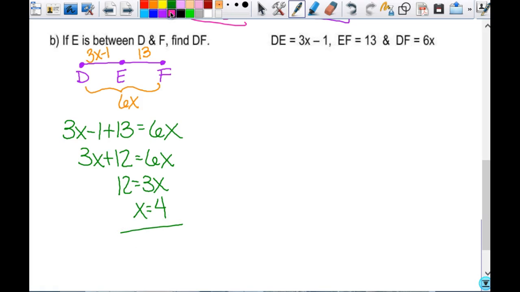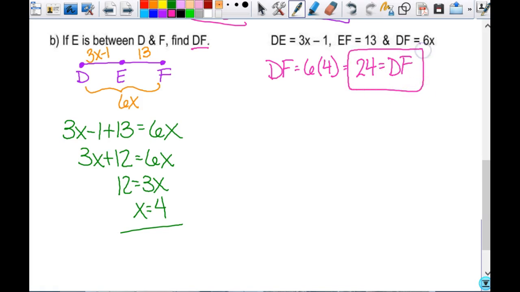All right, so then I go and plug this in, substitute. Now, I don't have to substitute it into both of these. Read the question, right? They didn't ask me for x, but I had to find it. It only asks me for DF, so I only have to plug it into that one. So the length of DF is equal to 6 times 4. What's 6 times 4? 24. That is the length of DF, and you are done. Any questions at all? Good?